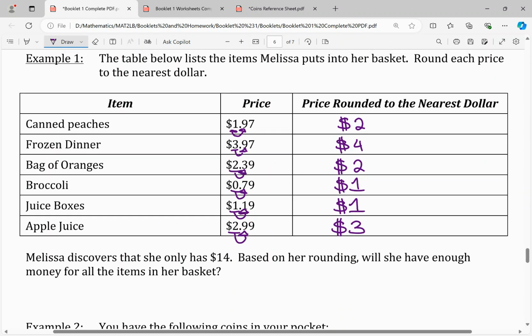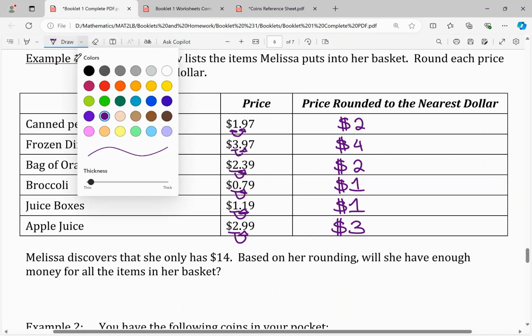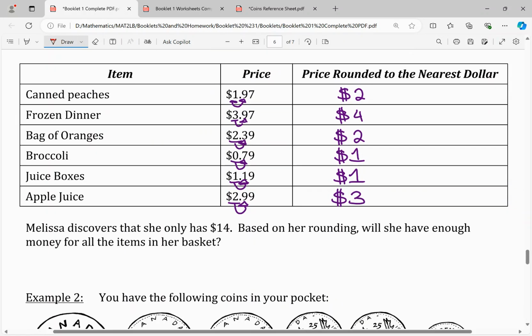Perfect. Continuing this example, it says, Melissa discovers that she only has $14. Based on her rounding, will she have enough money for all the items in her basket? Well, using our rounded numbers, let's add them up in our heads and see how much money roughly this will cost Melissa. So starting at 2, 2 plus 4 is 6. Add another 2, and we go from 6 to 8. Add 1, and we go from 8 to 9. Add 1, and we go from 9 to 10. Add 3, and we go from 10 to $13. So this will cost roughly $13.